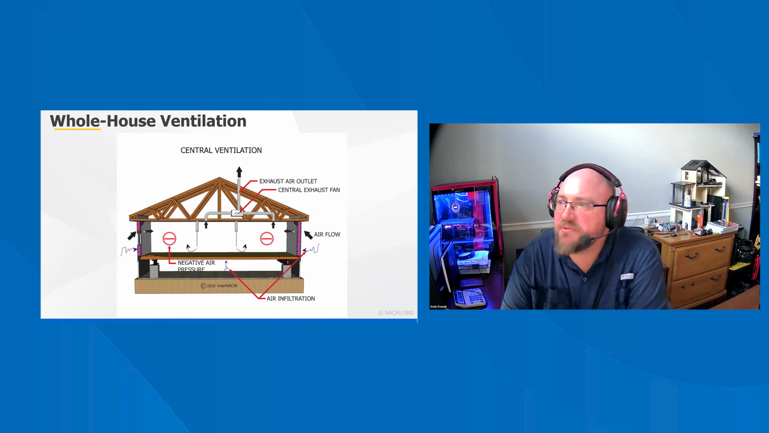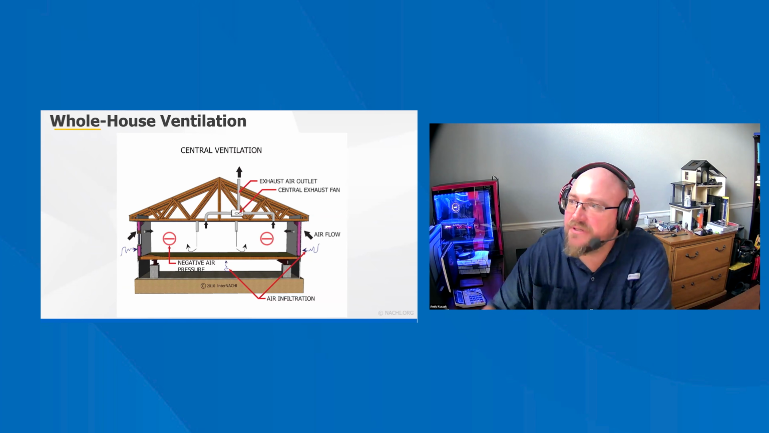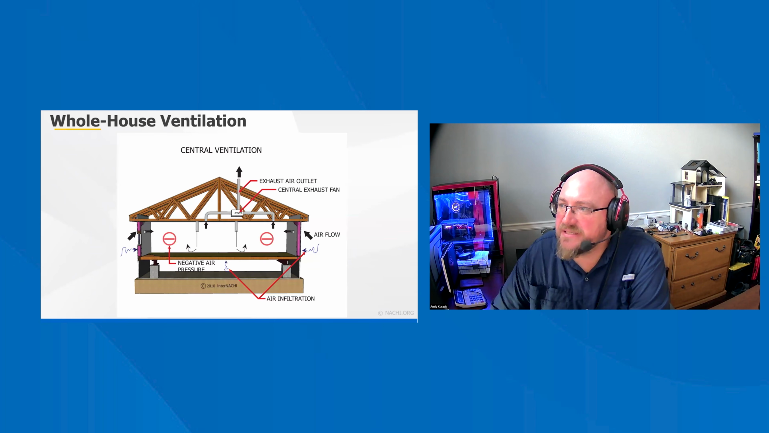Whole house ventilation systems provide controlled, uniform ventilation throughout a house. These systems use one or more fans and duct systems to exhaust stale and/or supply fresh air into the house. There are four types of whole house ventilation systems.